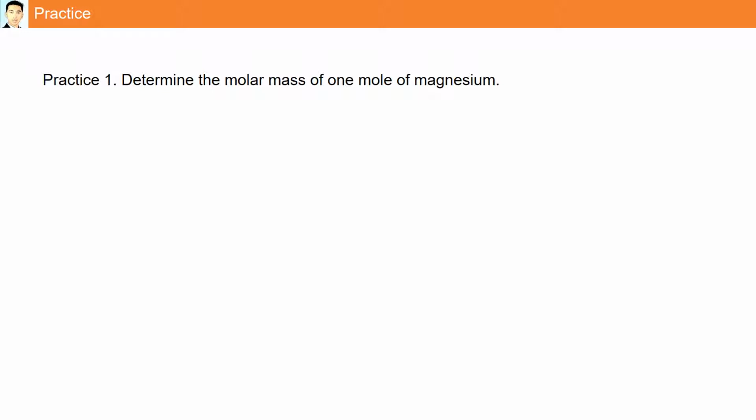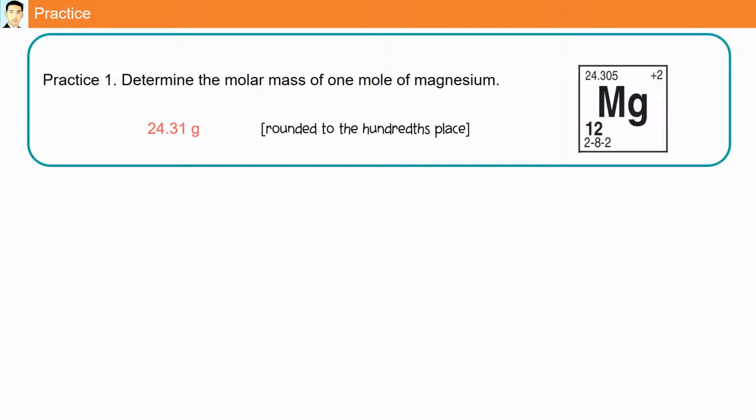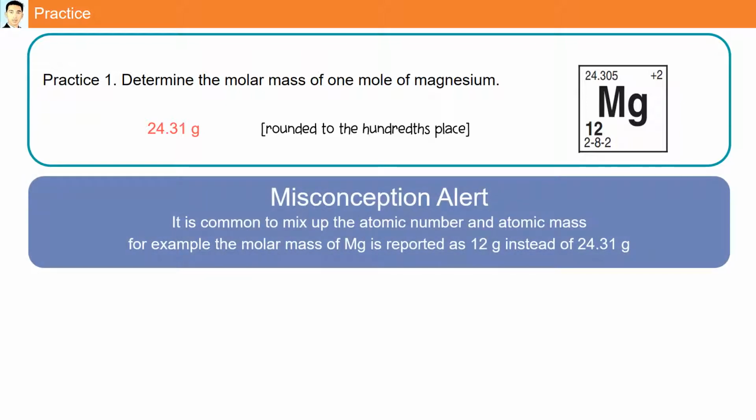Practice. Determine the molar mass of 1 mole of magnesium. Here we would go to the periodic table. We would identify the atomic mass for magnesium, which is 24.31 rounded to the hundredths place. And that would be the molar mass for 1 mole of magnesium atoms. A common misconception is to mix up the atomic number and the atomic mass. For example, the molar mass of magnesium is commonly reported as 12 grams instead of 24.31 grams. So please be aware of that.